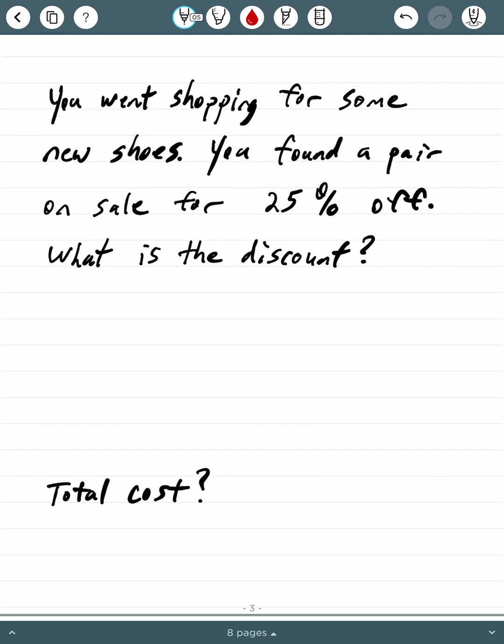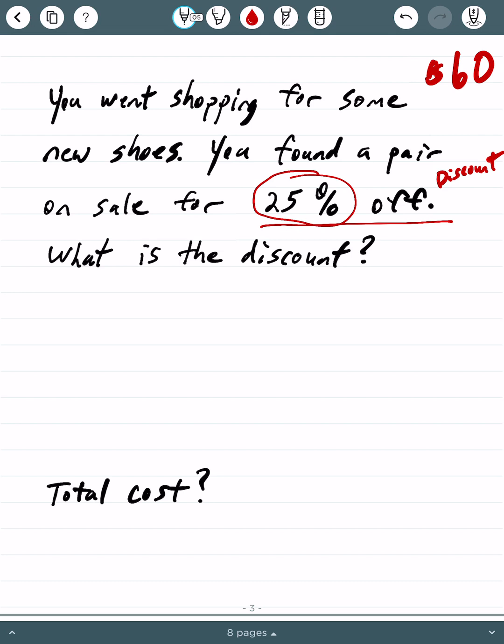All right, you went shopping for some new shoes. You found a pair on sale for 25% off, okay? That's called a discount. You're getting to save money, all right? So when something's on sale, it's being discounted at a certain percent usually. In this particular time, it's 25% off. What's the discount? Well, it's probably a good idea if you know what those shoes cost. So we're going to say those shoes were $60, okay?